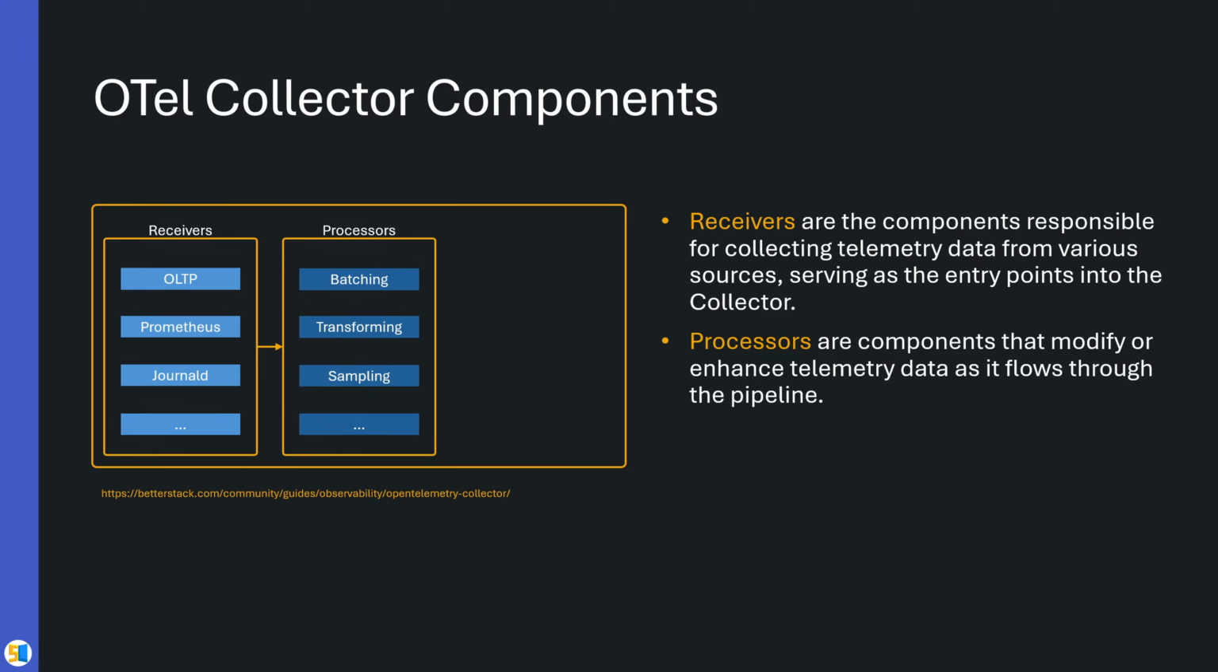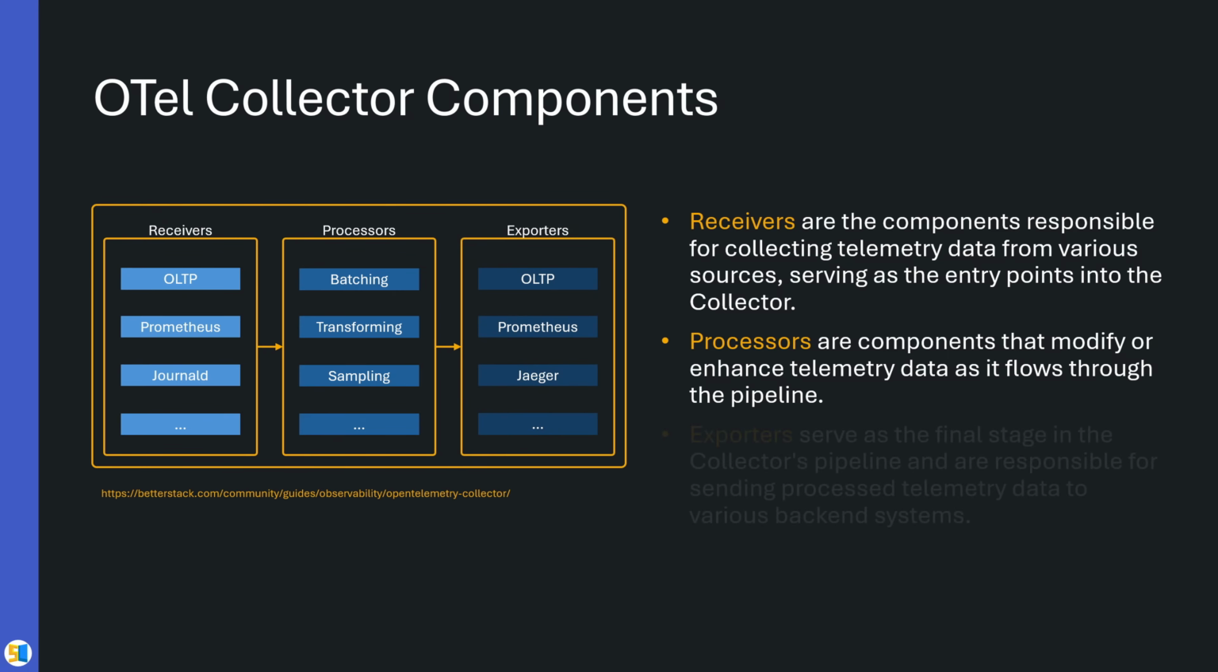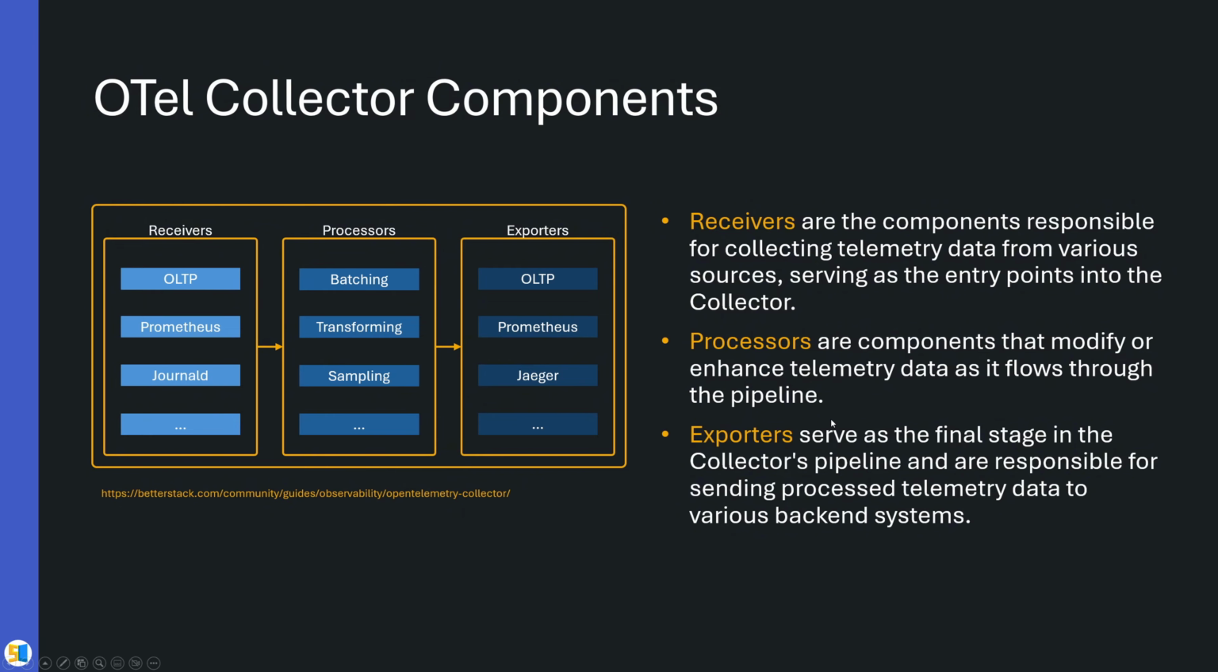And then there are processors. These are the components that modify or enhance telemetry data as it flows through the pipelines. They can do batching, transforming, sampling, and other things. And then, finally, exporters serve as the final stage in the Collector's pipeline and are responsible for sending processed telemetry data to various backend systems.